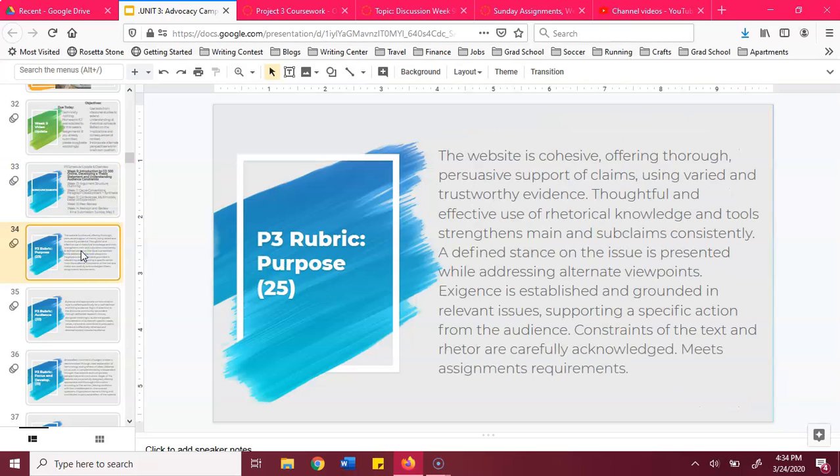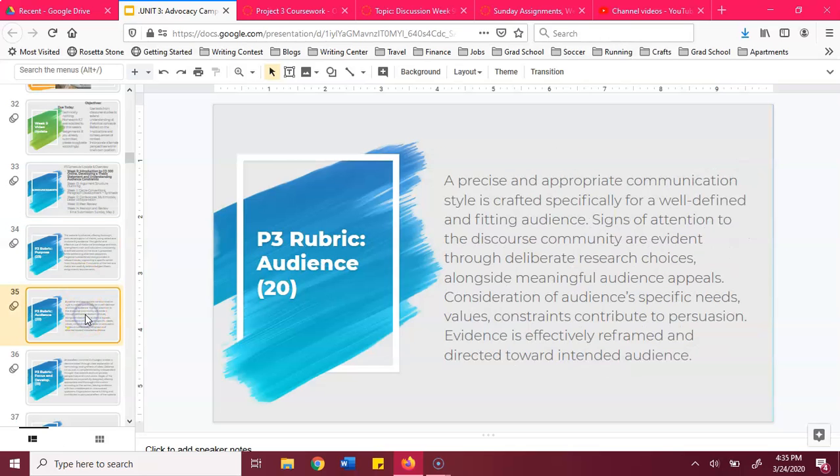First section is purpose. 25 points for purpose, making sure that you have a very clear goal in mind, demonstrating exigence, and a defined stance on your issue. Your audience should be specifically in mind. Your website should be built toward a specific group of people rather than a general everybody kind of audience. This section is worth 20 points. The more specifically you address the audience, the better you build those appeals.